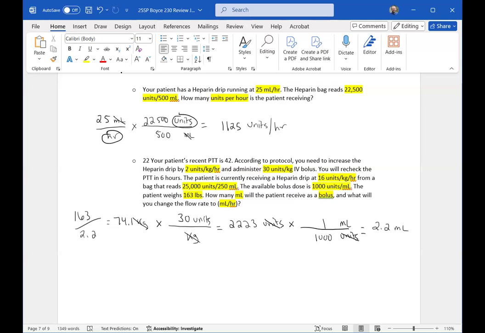So that's part one. So you would need to answer both questions because it's asking you how much to give for the bolus and also what to do for the infusion rate. So let's look at the infusion rate. I'm going to start off again with the patient's weight, which is the 74.1 kg.